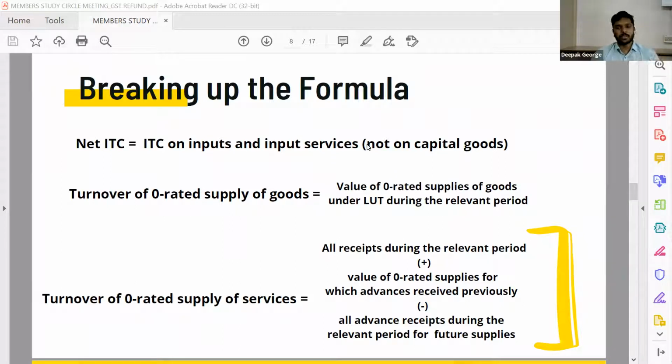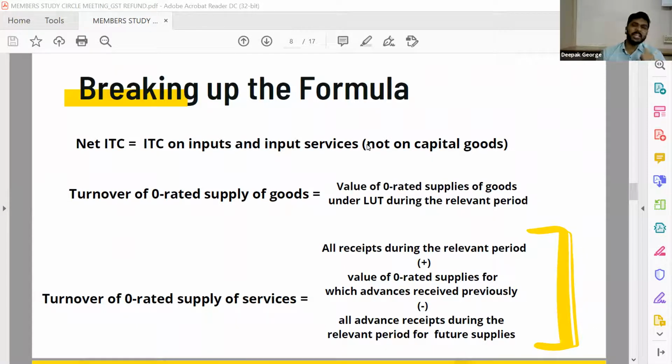Capital goods are capital goods. You capitalize it and claim depreciation on that, but I will not give you another benefit in the form of ITC, because these goods are meant to be used over a long period of time for the business, and therefore inputs and input services keep rotating for the business, and therefore I will give you the refund of the ITC that you incurred or the tax that you paid for inputs and input services purchase, but not on capital goods.